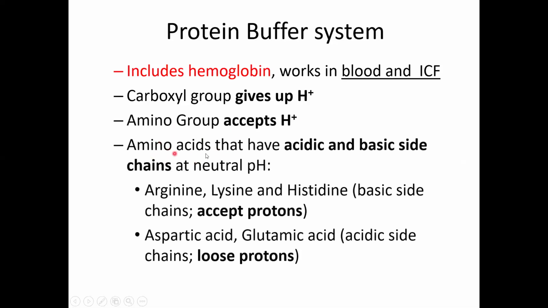Whereas there are certain amino acids which have acidic and basic side chains at neutral pH. These are arginine, lysine, and histidine. They have basic side chains, so they can accept protons. If the hydrogen ion concentration increases in the blood beyond the range, they can accept protons, or they can lose protons. The amino acids aspartic acid and glutamic acid have acidic side chains, so they can lose protons.